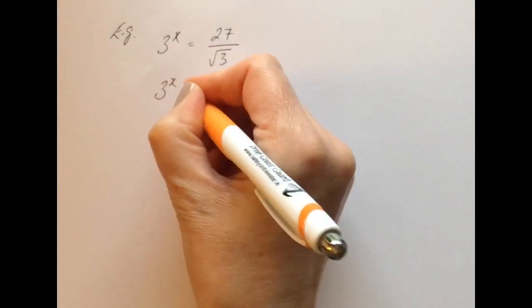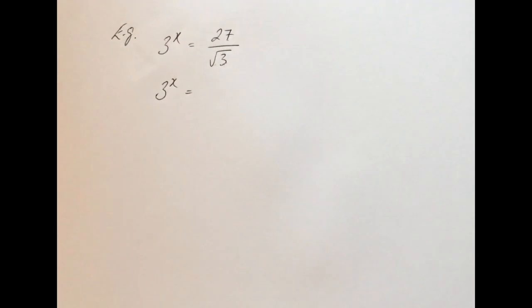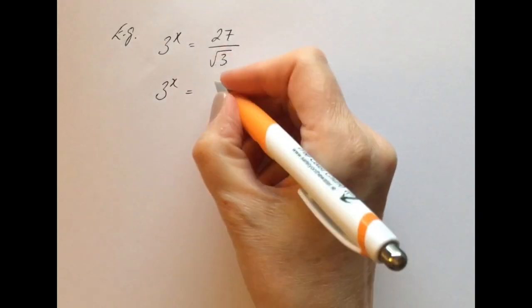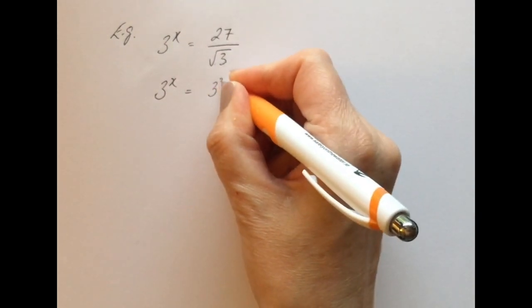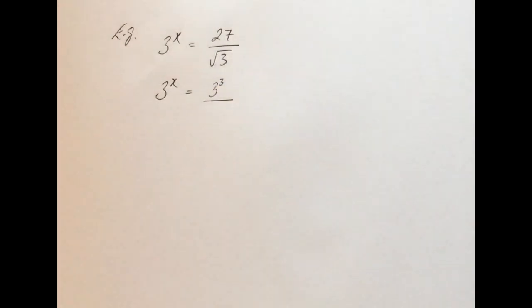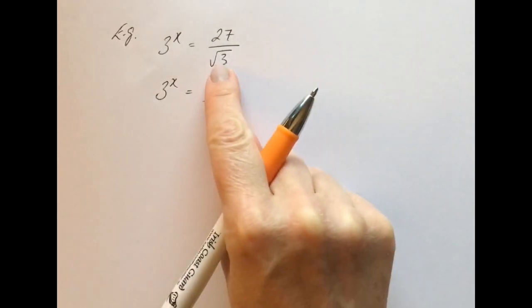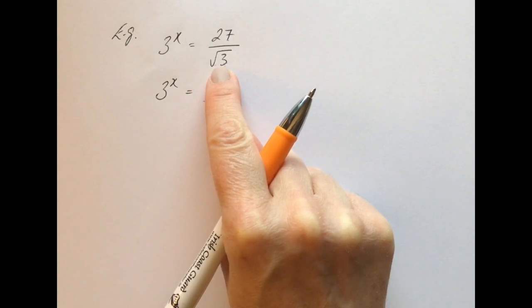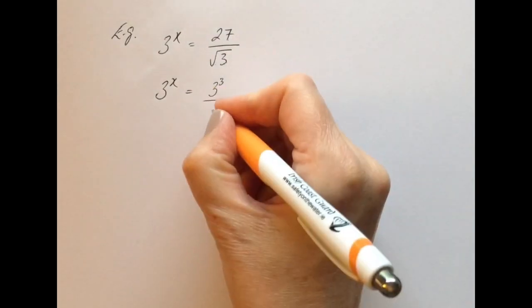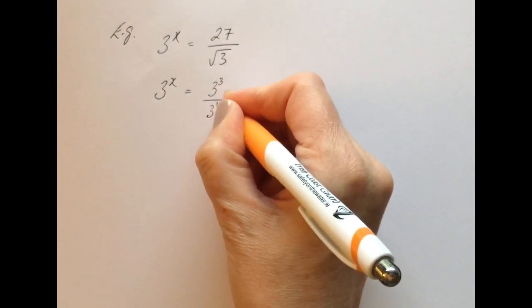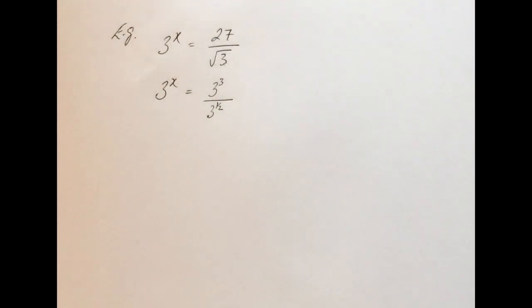So left hand side, keeping it as obviously 3 to the power of x, and right hand side, 27, let's write it as a power of 3. And I can write it as 3 cubed. And then underneath, square root of 3, writing that as a power of 3, as we've already discussed, the square root is the same as power of a half. Okay, so we're getting there. We have everything written as a power of 3, but we still haven't quite got the left hand side looking like the right hand side.